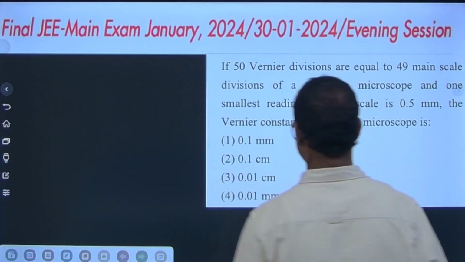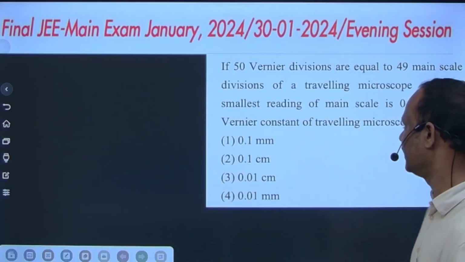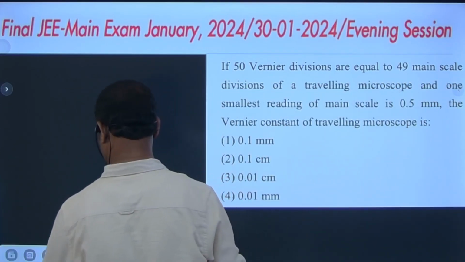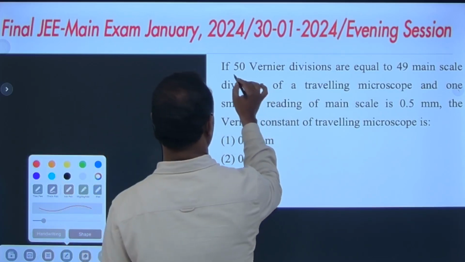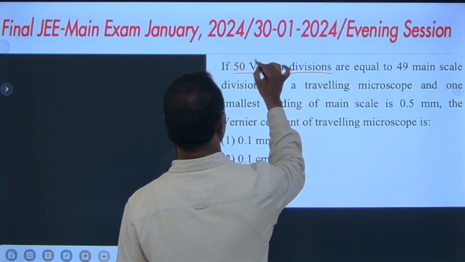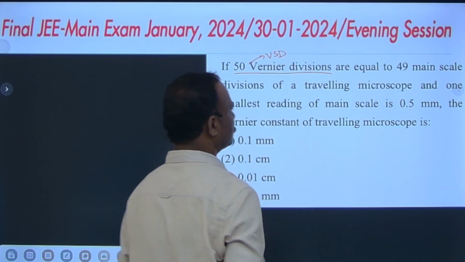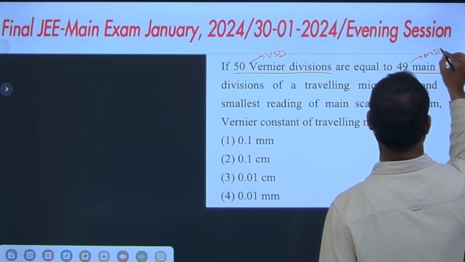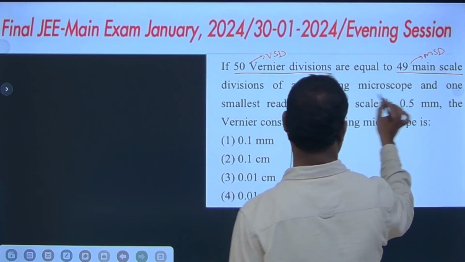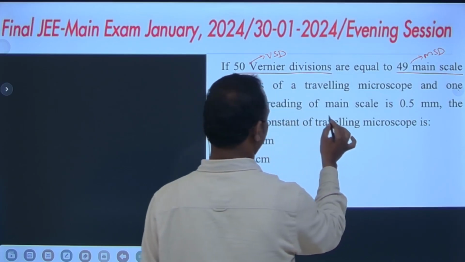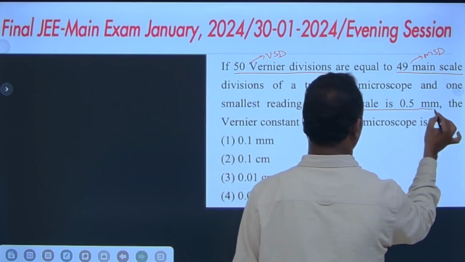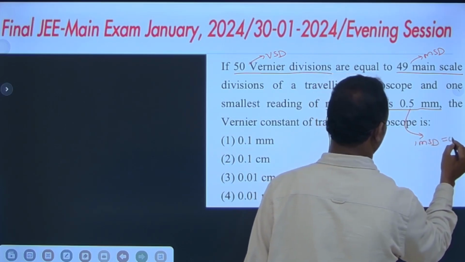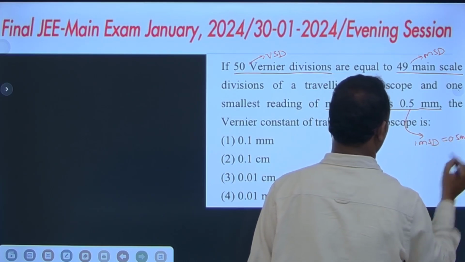Next question, it's based on Vernier calipers. It is asking about 50 Vernier scale divisions, VSD, Vernier scale division, and 49 main scale divisions, MSD, of a traveling microscope, and one smallest reading on the main scale. Each main scale reading, that is 1 MSD value, is 0.5 mm.